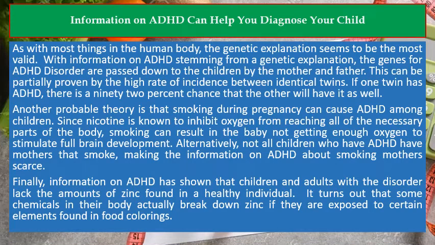As with most things in the human body, the genetic explanation seems to be the most valid. With information on ADHD stemming from a genetic explanation, the genes for ADHD disorder are passed down to the children by the mother and father. This can be partially proven by the high rate of incidence between identical twins. If one twin has ADHD, there is a 92% chance that the other will have it as well.